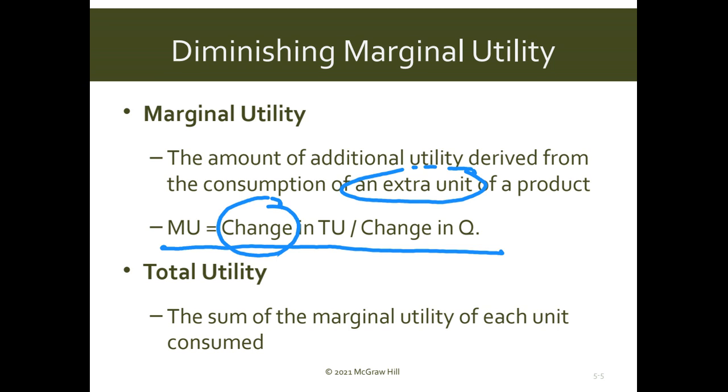So change in output, that is, change in consumption, not production. You are consuming. That is why the title of this chapter says consumer preferences. I'm not talking about the production side.